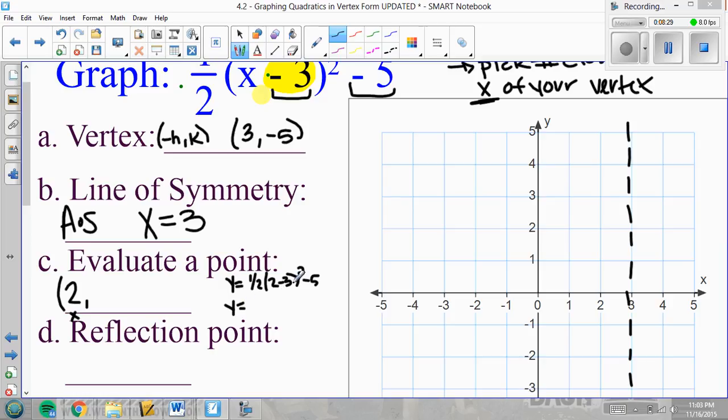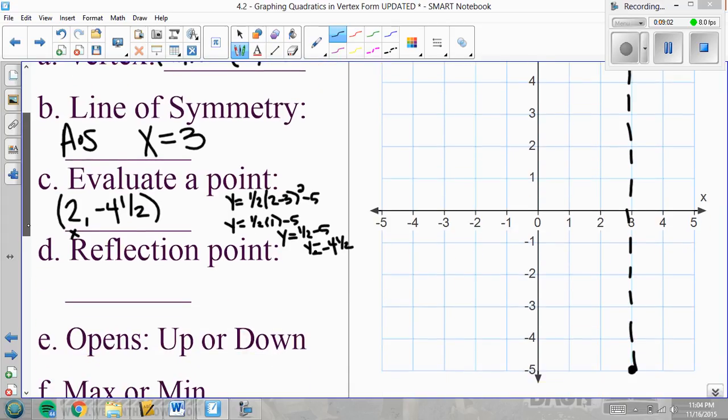2 minus 3 is negative 1, squared, we know is 1. So I have 1/2 times 1, minus 5. 1/2 times 1 is just 1/2. So 1/2 minus 5, I know y is negative 4 and 1/2. And it's okay to get a fraction. So my point is (2, negative 4 and 1/2).